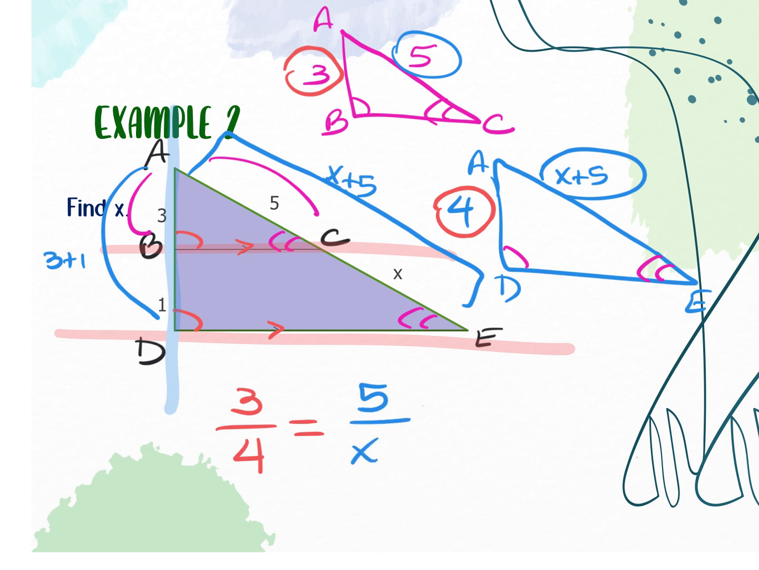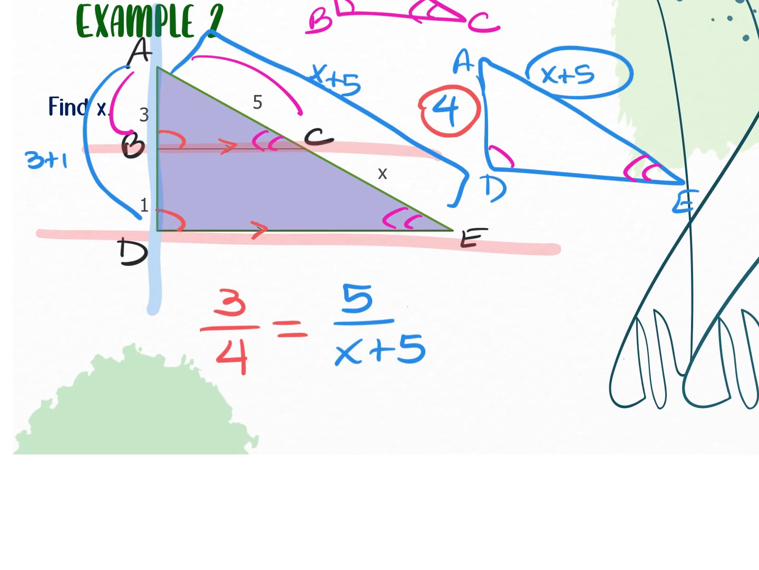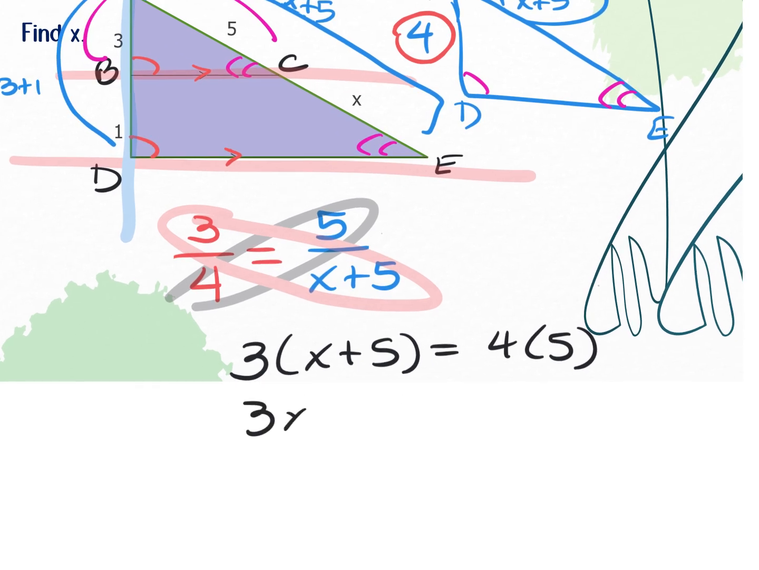Notice the numerators are both of the numbers from the small pink triangle, and the denominators came from the large blue triangle. Now I'm going to cross multiply and solve the equation. So I'm going to multiply diagonally, 4 times 5, and then 3 needs to get distributed to both the x and the 5. So I'm going to do 3 times the x plus 5, and then the 4 times the 5. So I need to distribute the 3 to the x and to the 5, multiply the 4 and the 5, and now solve my equation.